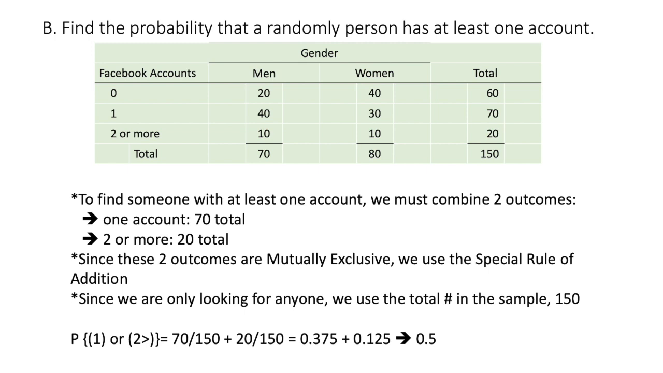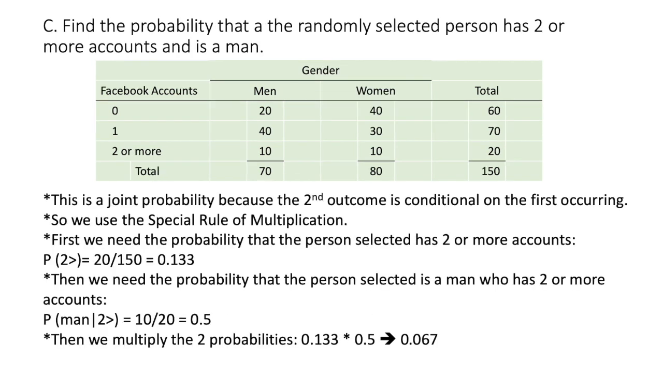So I'm trying to build up the level that we're working on. Let's take it one step further. Find the probability that a randomly selected person has 2 or more accounts and is a man. Now, this is what we would call a joint probability because the second outcome, being a man, is conditional on the first occurring. So first, what's going to occur? They have 2 or more, and then what's the probability that the person that has 2 or more that was selected is also a man for the gender.